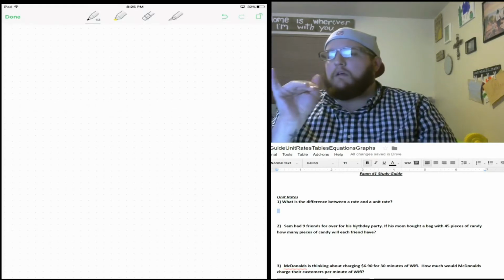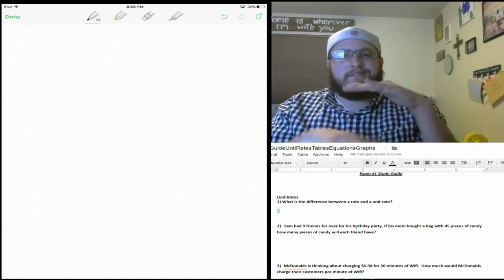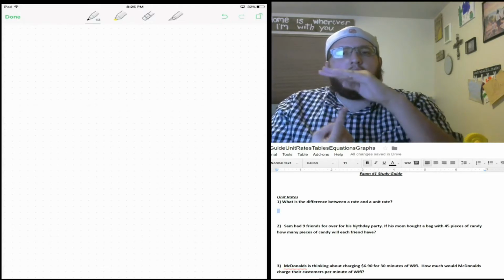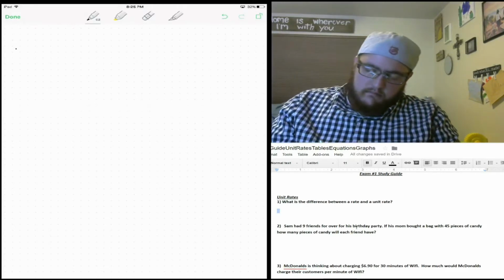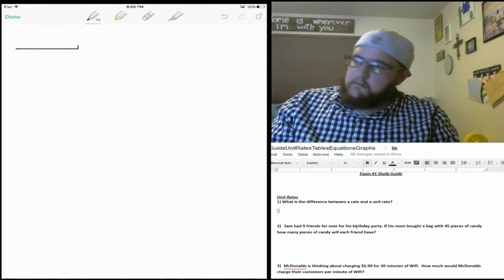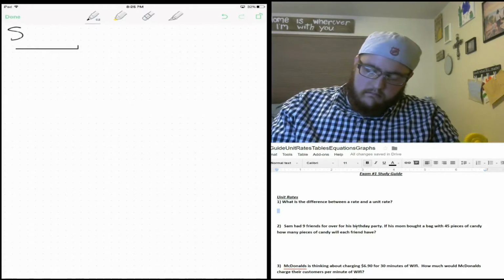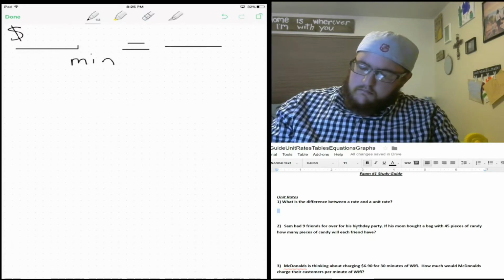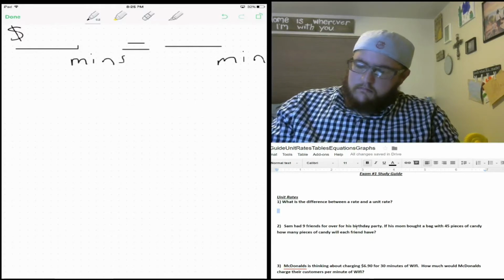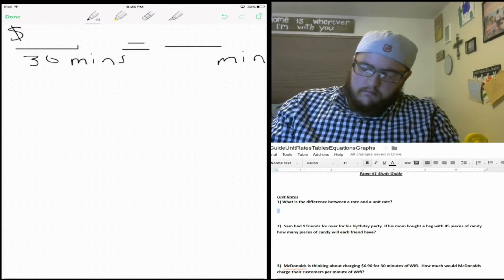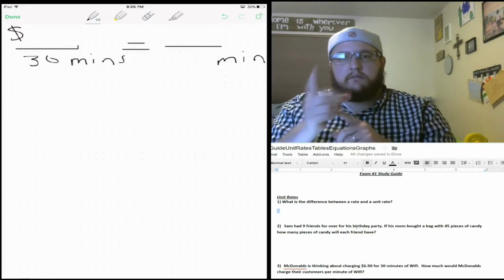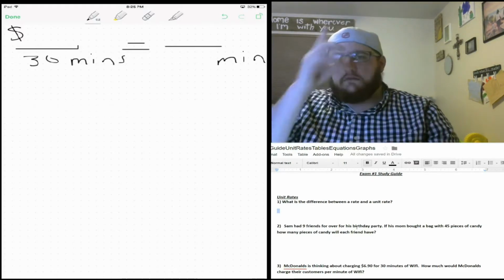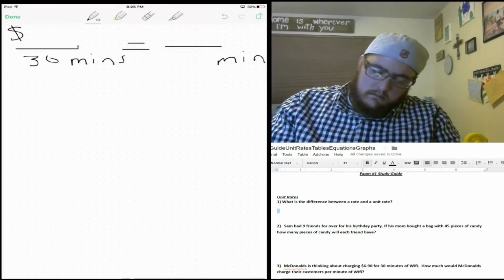It says that 30 minutes of Wi-Fi is going to be $6.90. Well, when we set up our rate, we have to keep in mind that we're changing to dollars per minute. So minute is going to need to be in the denominator because that's what's being changed to 1. So we'll set up our rate as dollars over minutes, and remember that we're going to be changing it into dollars over minute. So we know that we've got 30 minutes for $6.90.